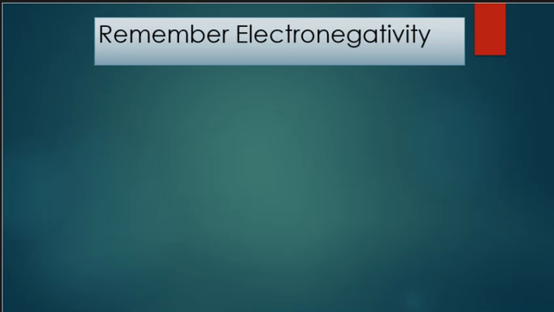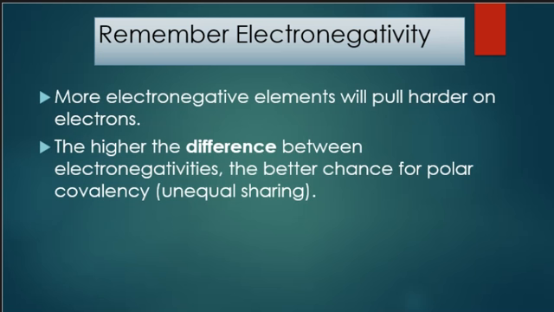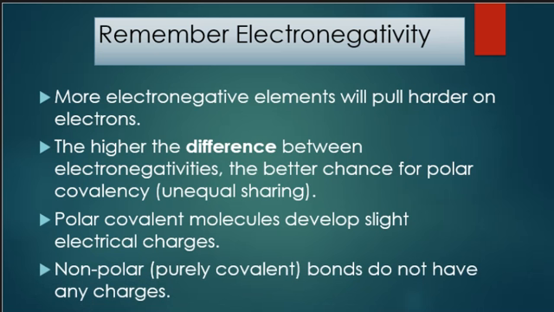Okay, we have to remember electronegativity. I was hoping we were done with electronegativity, but we're not. We got to remember this. Do you remember what electronegativity was? More electronegative elements will pull hard on the electrons, depending on where they are on the chart. So have your chart in front of you so you can take a look at it. Depending on where they are on the chart, the higher the difference, listen, the higher the difference between the electronegativities, the better the chance that it's polar. So if we remember that electronegativity goes up and over, or the stronger over here like this, so the better chance for polar covalency there. Polar covalent molecules develop slight electrical charges, and nonpolar do not have any charges.